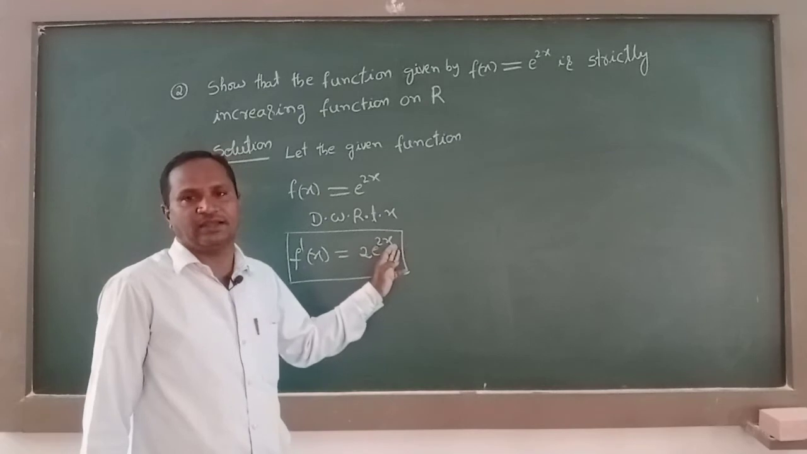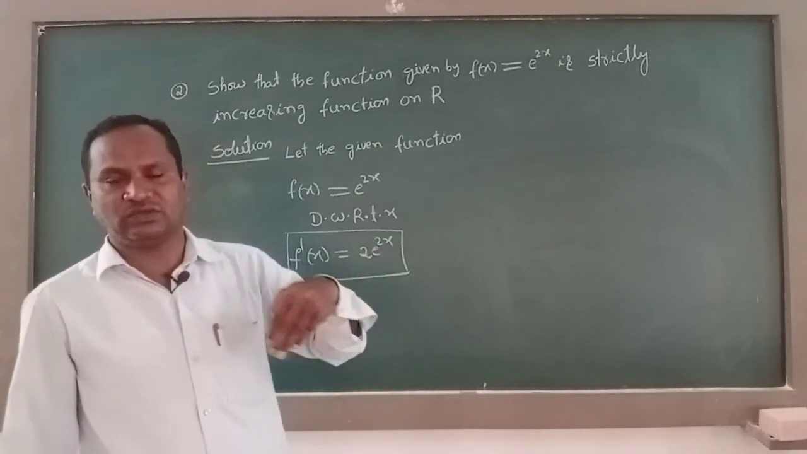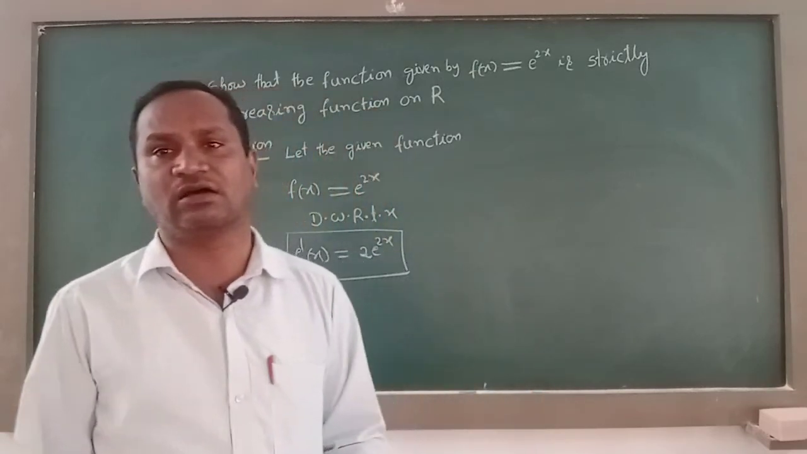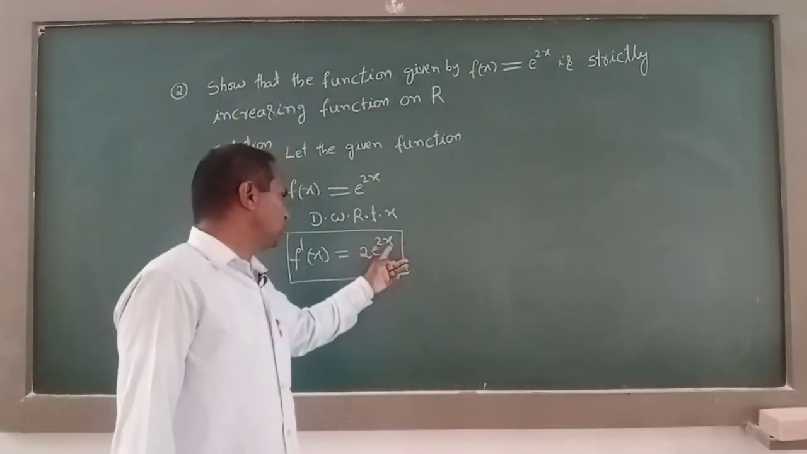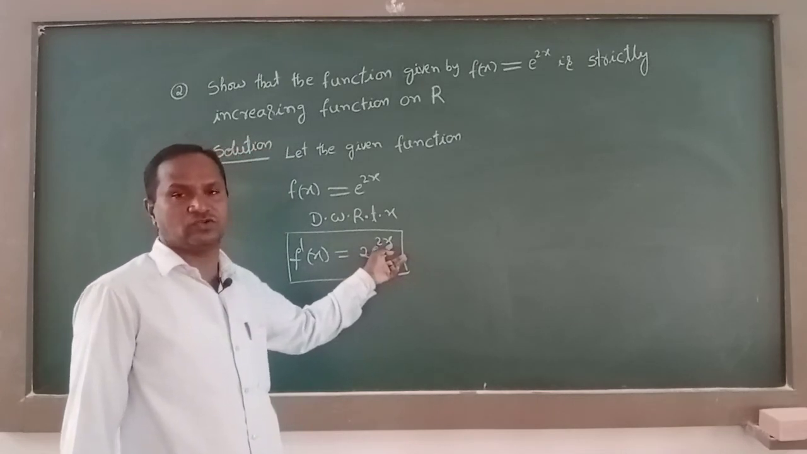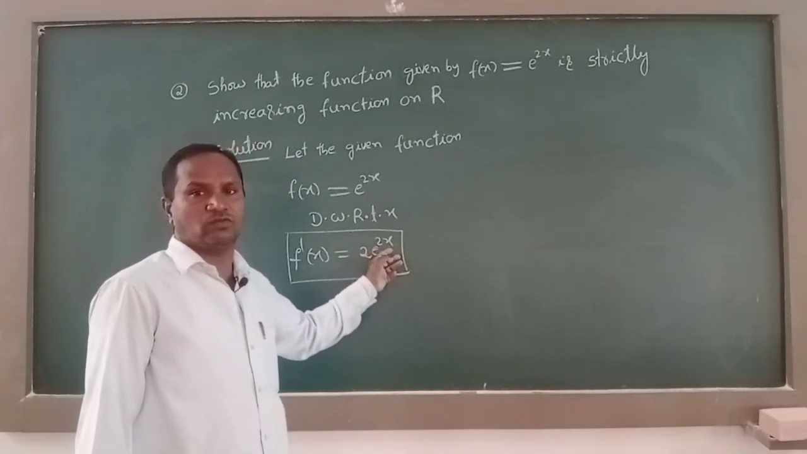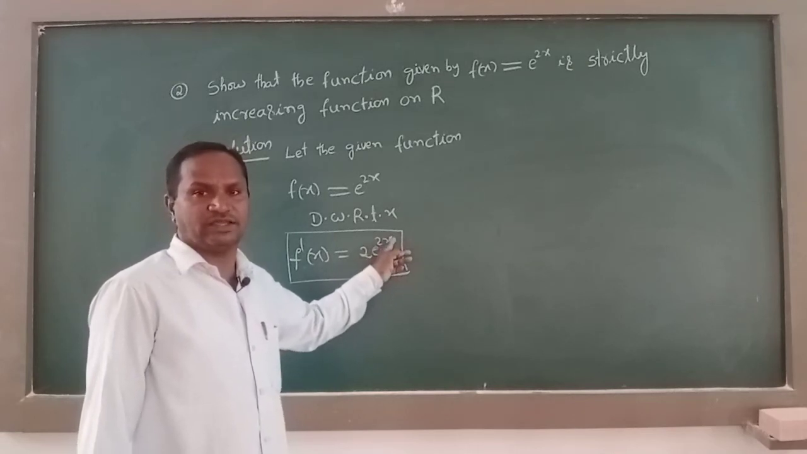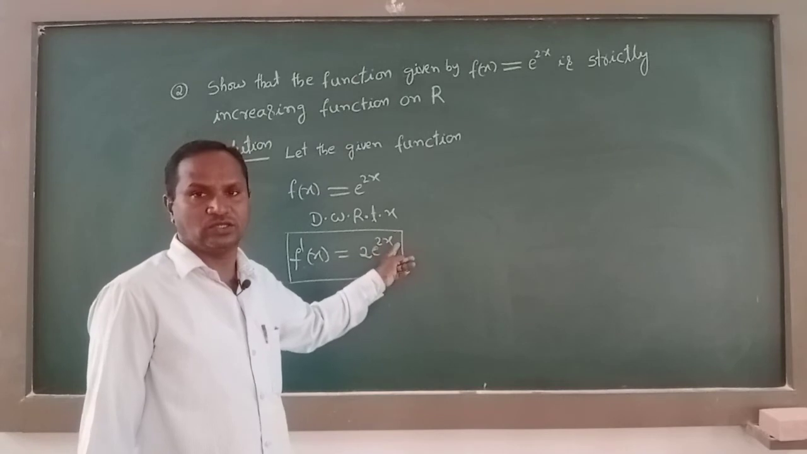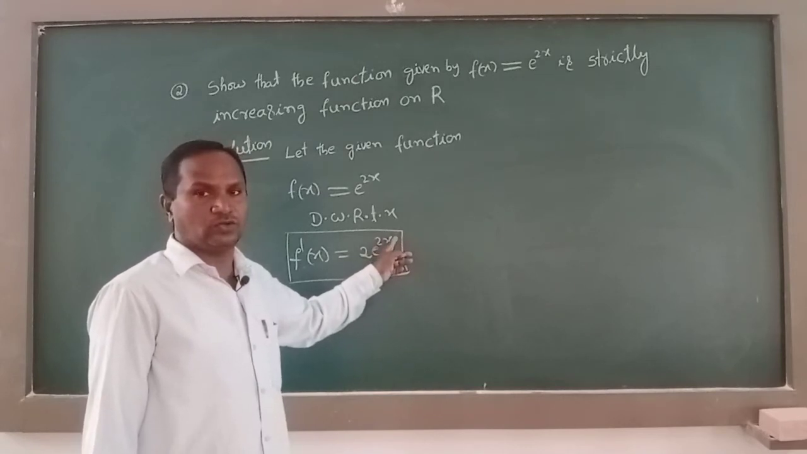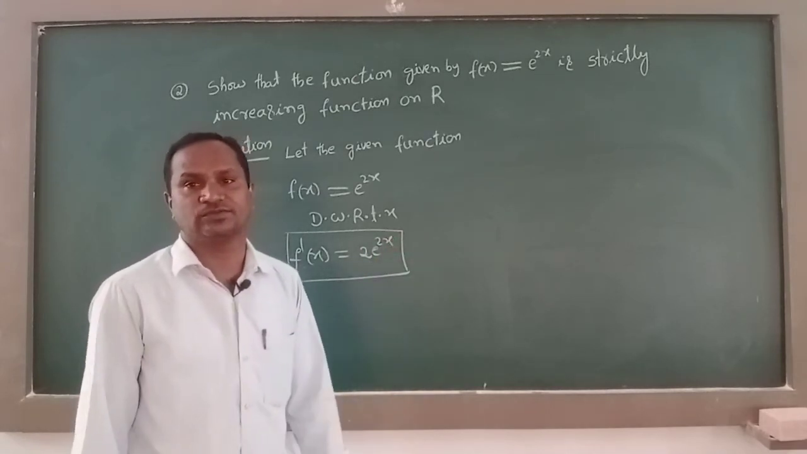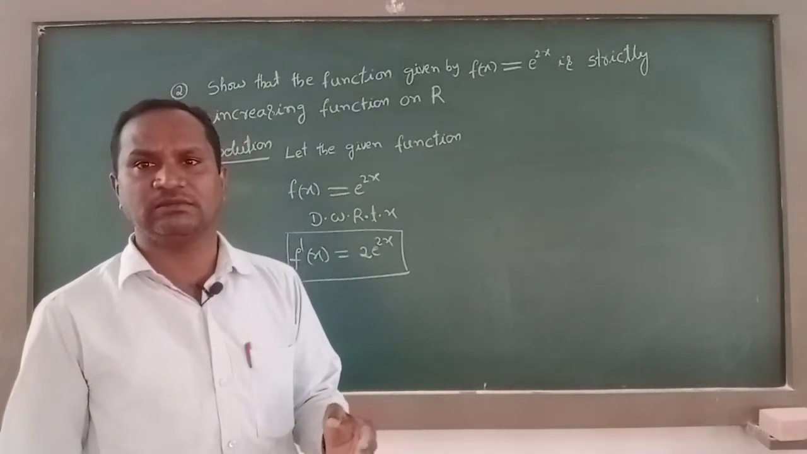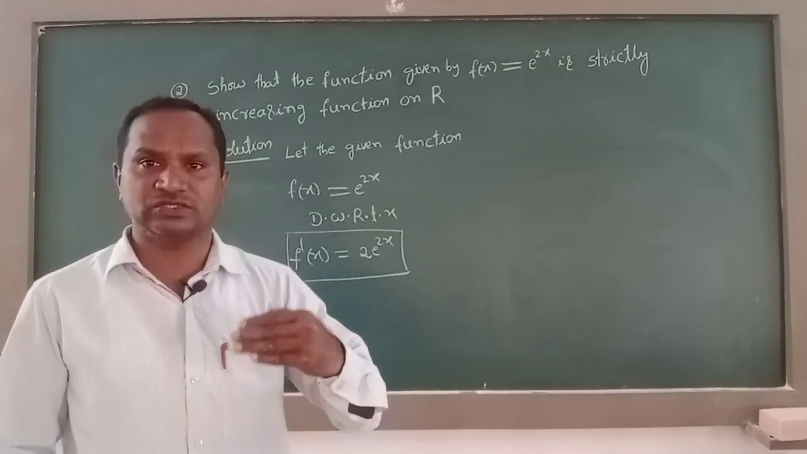That's what we can easily tell here. f dash of x is always greater than 0 for all x belongs to R. If x is equal to 0, then e power 0 is 1, 1 into 2, 2 will come. 2 is greater than 0. Otherwise 2e square is greater than 0. Otherwise 2 into e power 4 is also greater than 0. Like that, in place of x, if we take any real number, the obtained value is always positive.